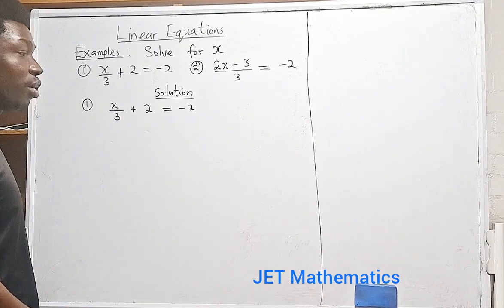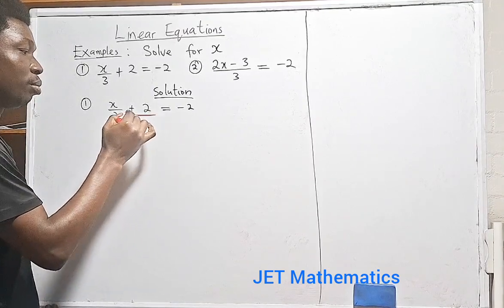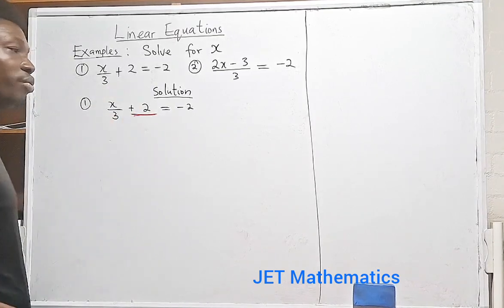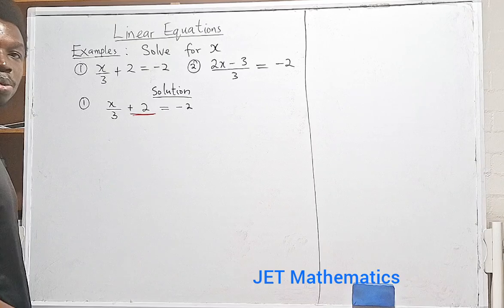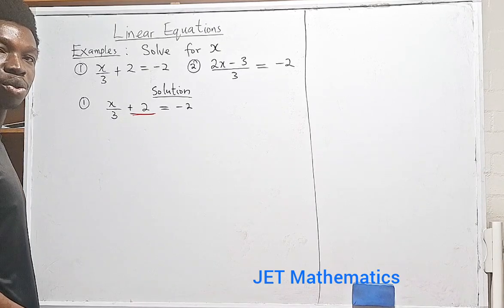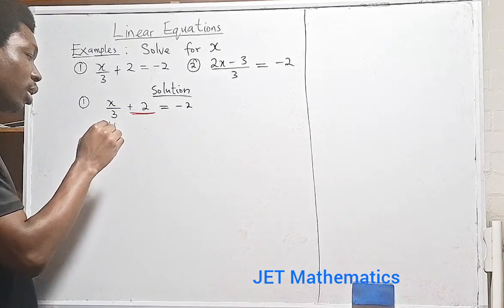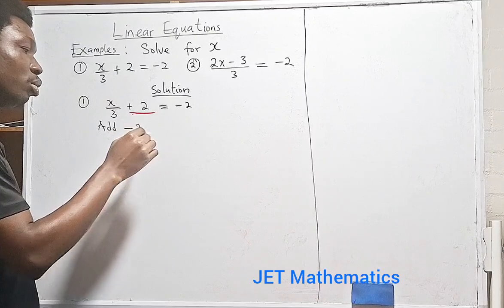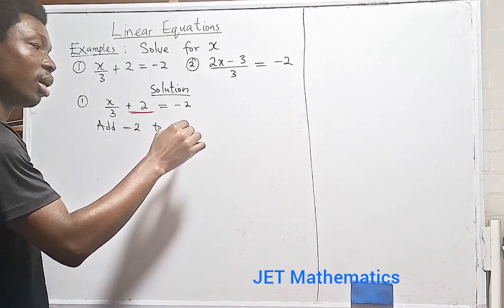Okay, so first we're going to remove this from here. That's what we'll do first. We'll remove this plus 2. So to remove that, we'll add minus 2 to both sides. So we say add minus 2 to both sides.